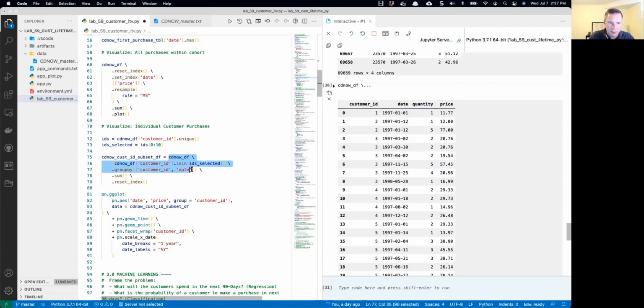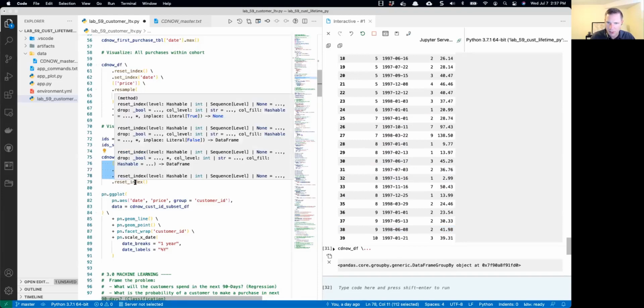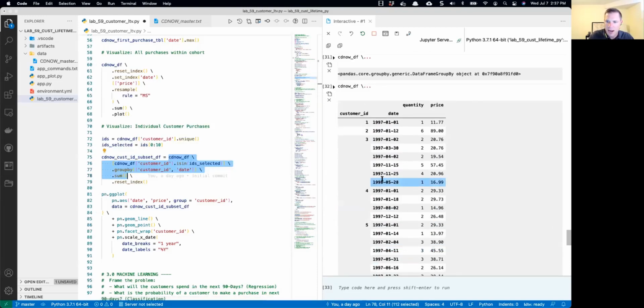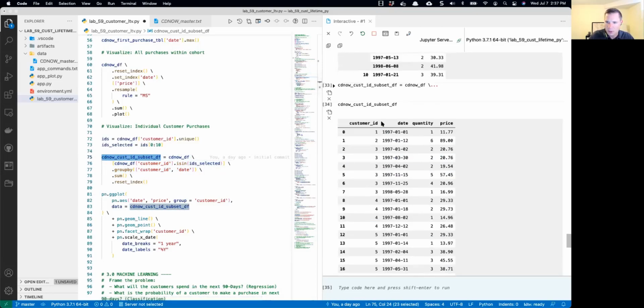Then I'm going to group by customer ID and date. It creates this group by object, and I'm going to apply an aggregation, again, the sum. So now by customer ID and date, I have the sum of their quantity and the sum of the price on each date. Then I'm going to reset the index, which gives me a data set that I can visualize. I'm going to use plot9 to visualize it.